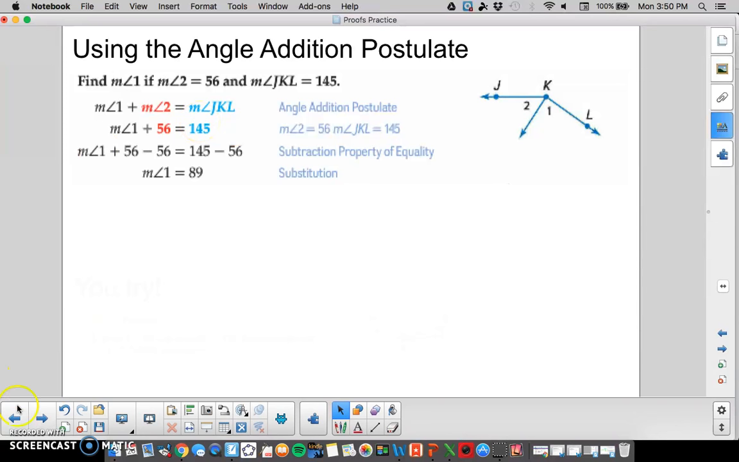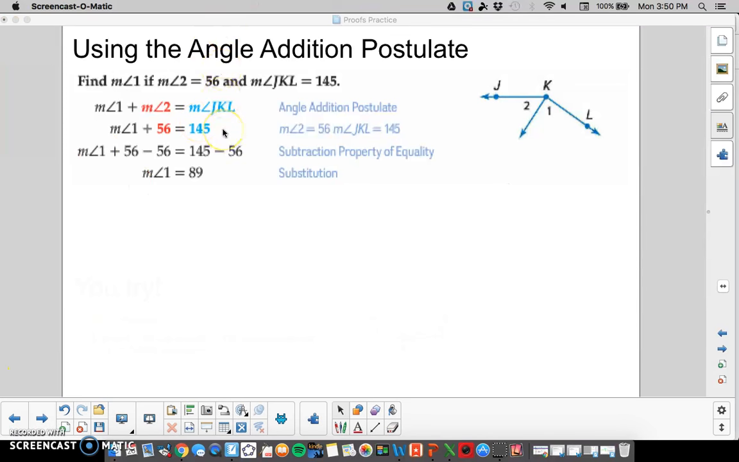Here's an example. In this example, we can see we have angle 1 and angle 2, and then we have angle JKL. We can use the Angle Addition Postulate to say that those 2 pieces equal angle JKL. So we've written that in an equation here: the measure of angle 1 plus the measure of angle 2 equals the measure of angle JKL.